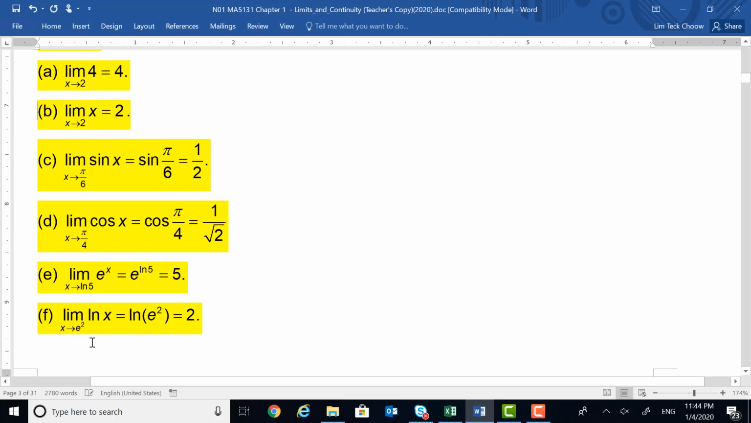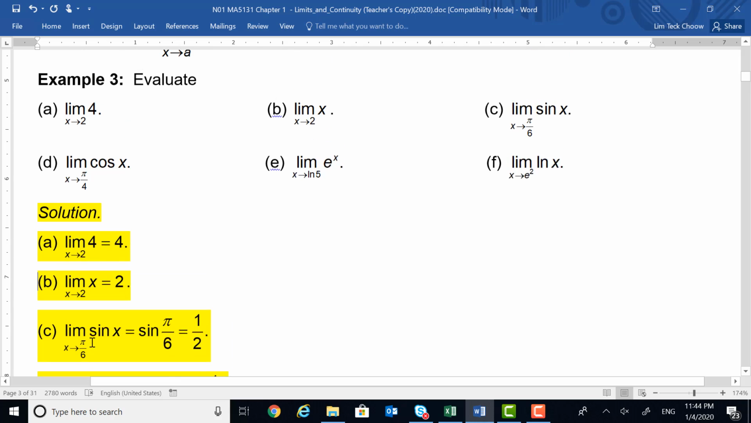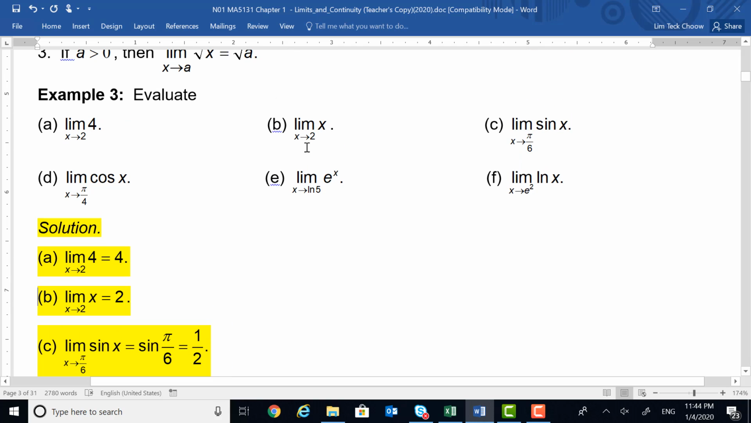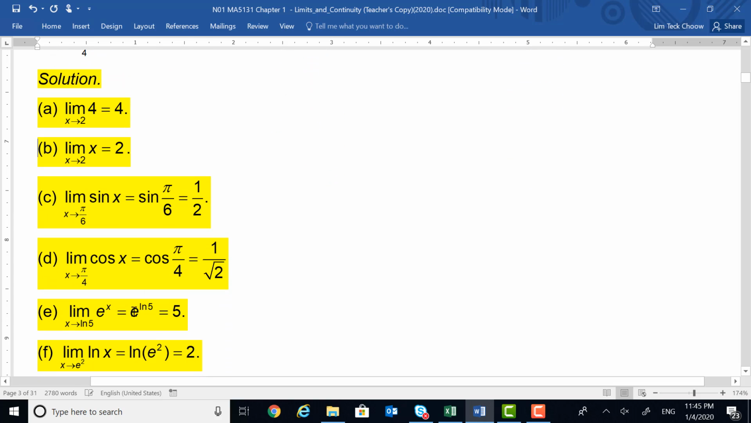And you realize very soon that in this simple example, it is as good as plugging in the value 2 into here, or the value pi over 6 into here, or the value pi over 4 into the x here, and so on. In the case of part E, I want you to note, when you plug it in, e to the ln 5, e to the ln of anything is just that thing itself. This is something from basic arithmetic you learned in the earlier years.